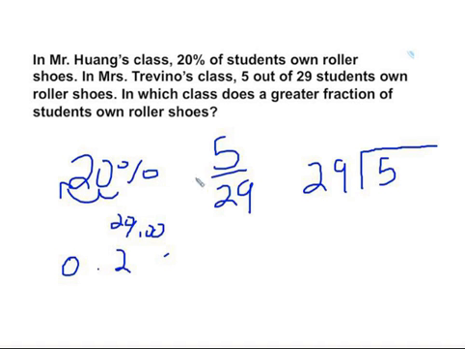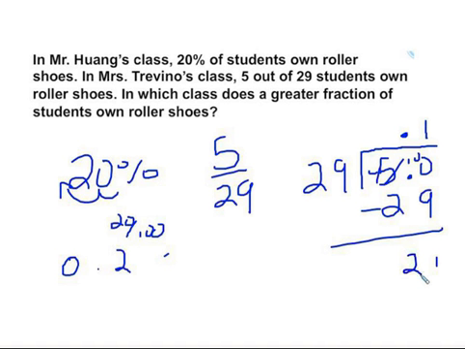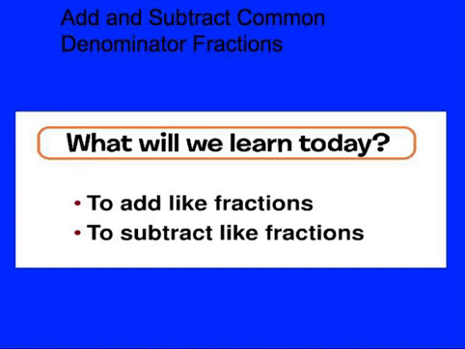Okay, so in this case, 5 divided by 29, let's see. I know 29 cannot go into 5, so let's put a decimal. I know that 29 can go into 50 one time as a whole. So I actually can stop there. I'm going to subtract, borrow 4, 10. 10 minus 9 is 1. That's going to be 4 minus 2 is 2. So I can actually stop there because I know 5/29 is going to be smaller than 0.2. So in Mr. Huang's class, there's a greater fraction of students who own roller shoes.